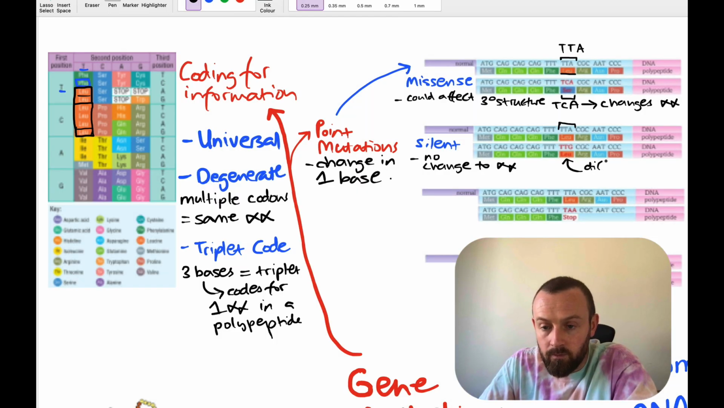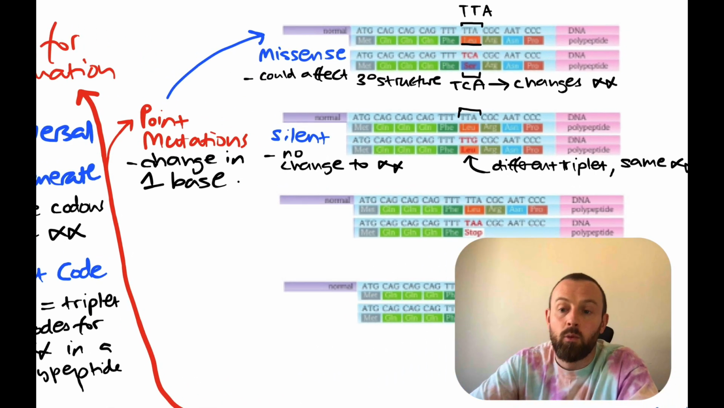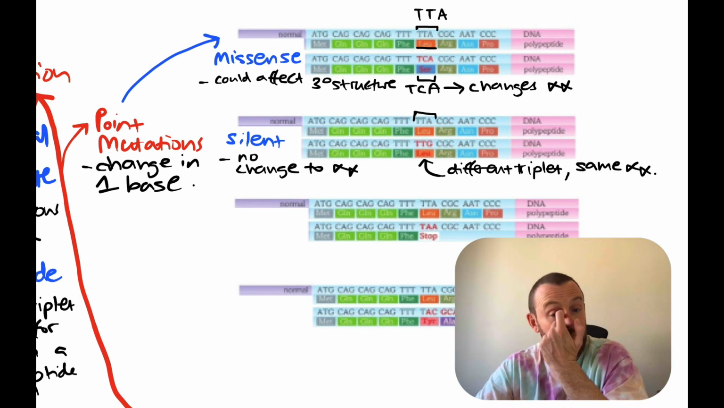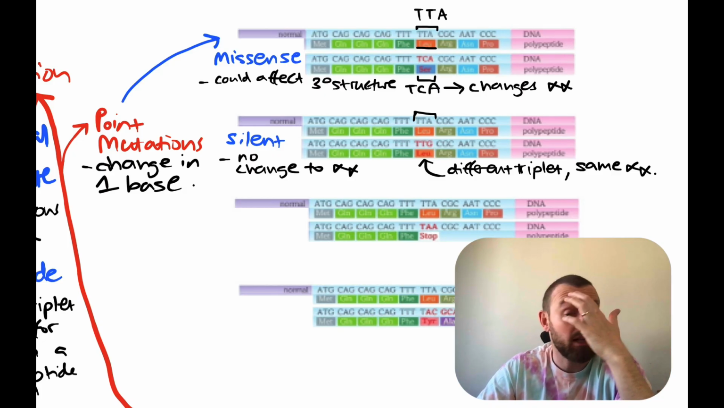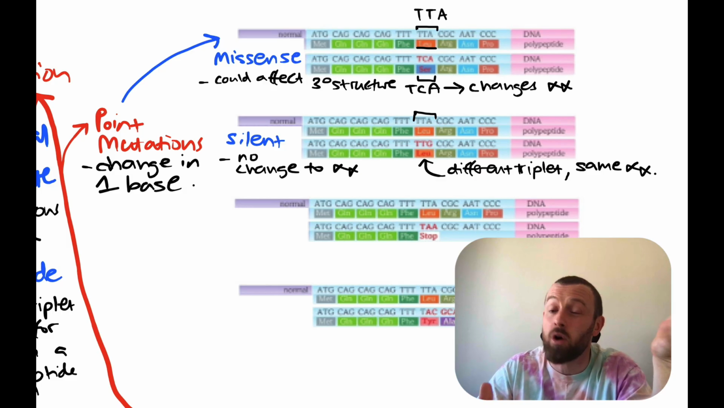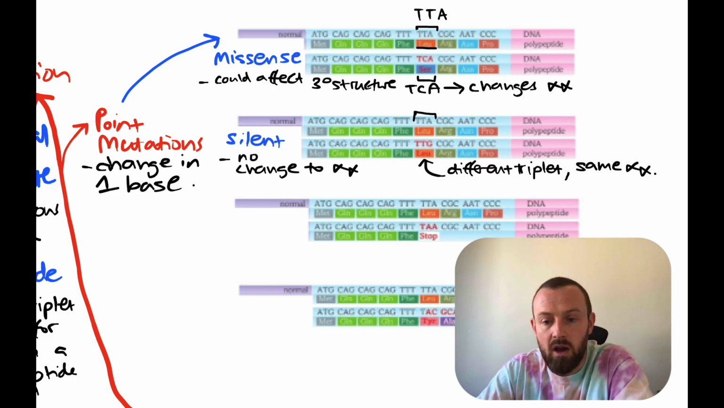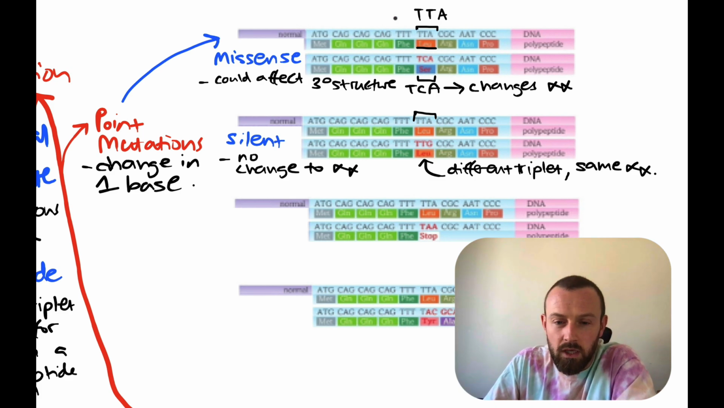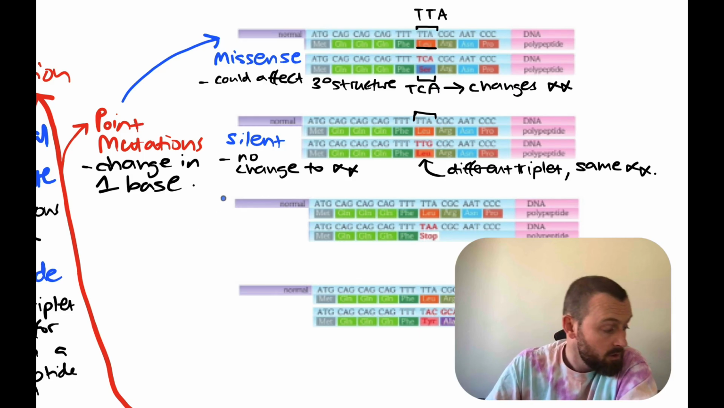Different triplet, same amino acid. And the word that you need to use when describing silent mutations is degenerate. It is because the code is degenerate that you can get silent mutations. So with silent mutations, the body probably wouldn't know, there'd be no consequences for the cell. Okay, now there's one more type of point mutation, which is called a nonsense mutation.